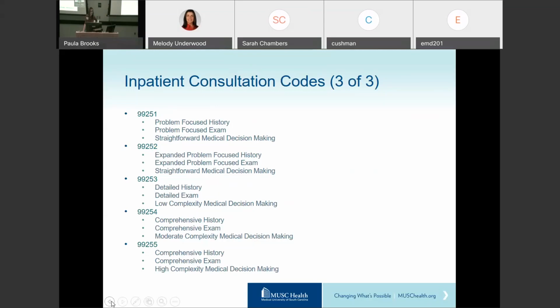It's kind of like the inpatient one that I showed you. The only difference between the 99254 and the 55 is that the medical decision-making is of moderate complexity for the 4, and you need high for the 5.